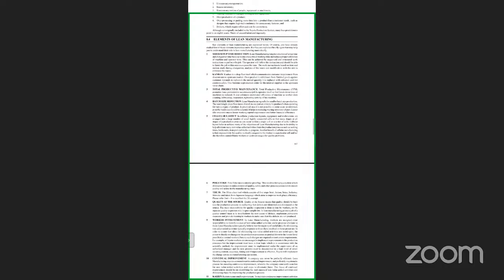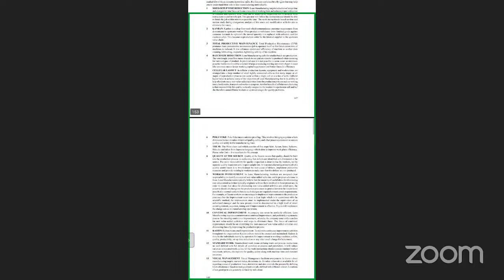Cellular layout. In cellular layout production, equipment and workstations are arranged into a large number of small, tightly connected cells, so that many stages or all stages of the production process can occur within a single cell or a series of cells.